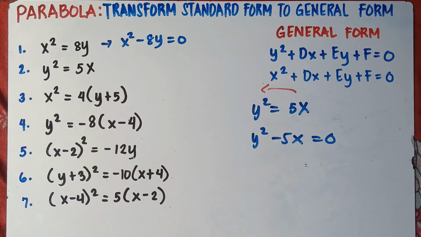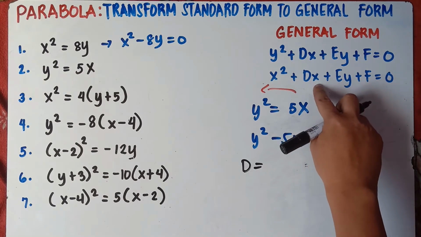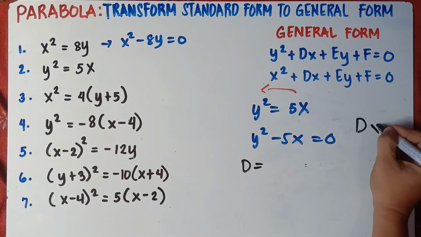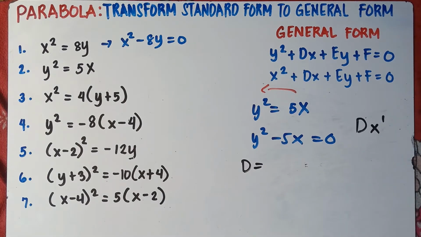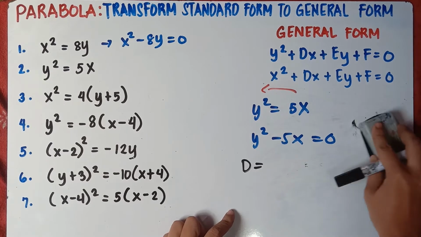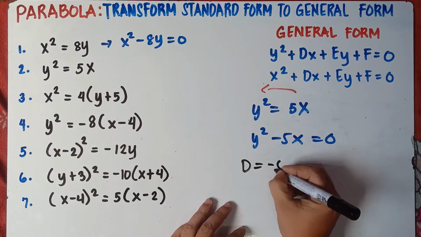Easy, right, for number 2. So our D, alright, D is beside x with the exponent of 1. So dx, once again, this is x with exponent of 1. Understood that the exponent of x here is 1. So do we have D beside x with exponent of 1? Yep. Our D is negative 5.